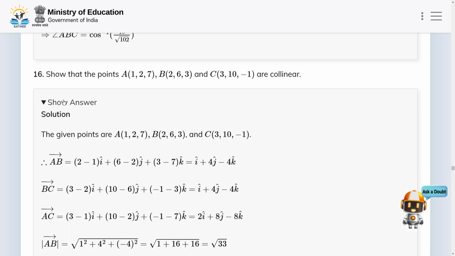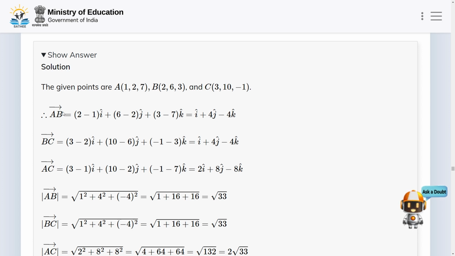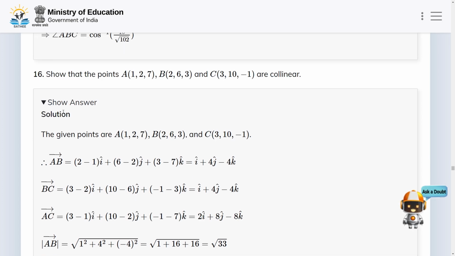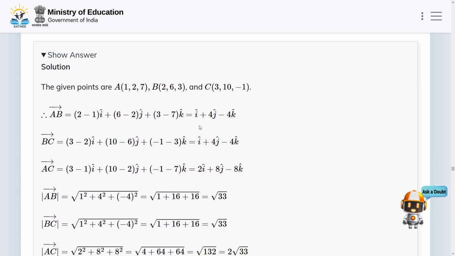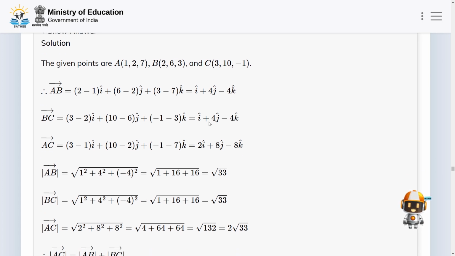So very easy. First of all, find the vectors AB, BC and AC. So AB vector will be i hat plus 4j hat minus 4k hat. BC will be i hat plus 4j hat minus 4k hat. AC will be 2i hat plus 8j hat minus 8k hat.